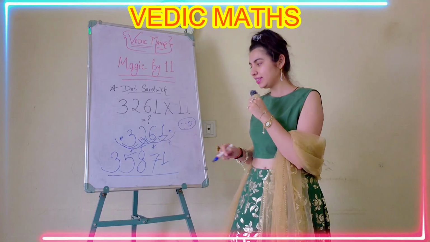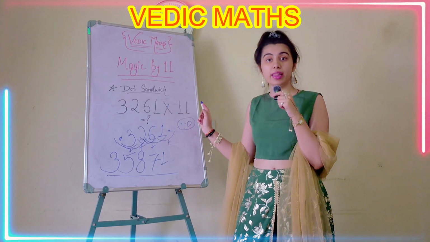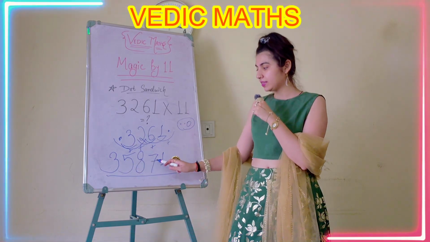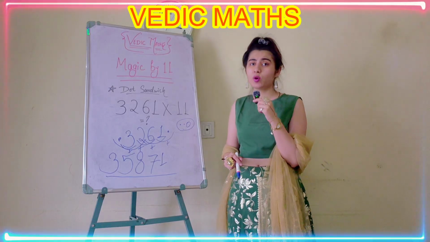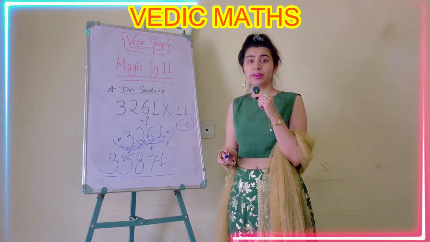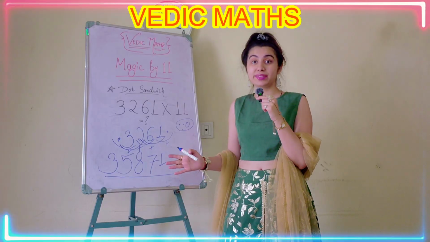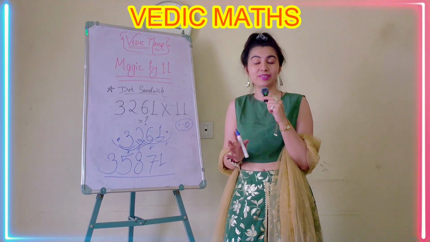Now here's the answer. So 3261 into 11, and the answer is 35871. That's your answer. Hope it's clear and hope you find it interesting. Okay, so it's like magic, at least for me. I'm really enjoying it.